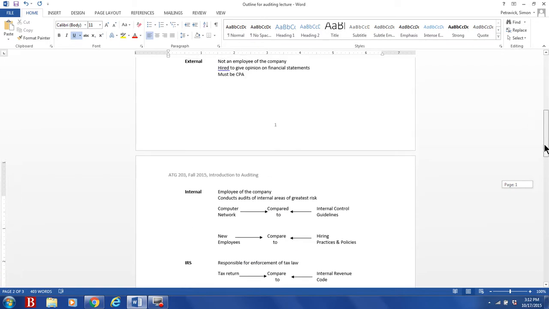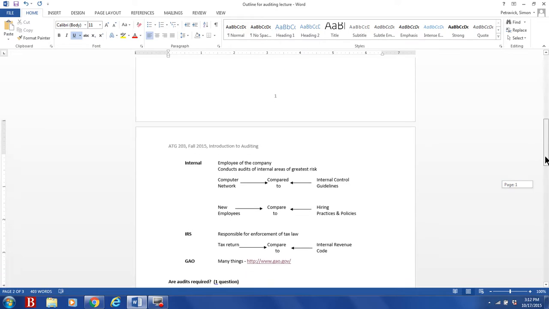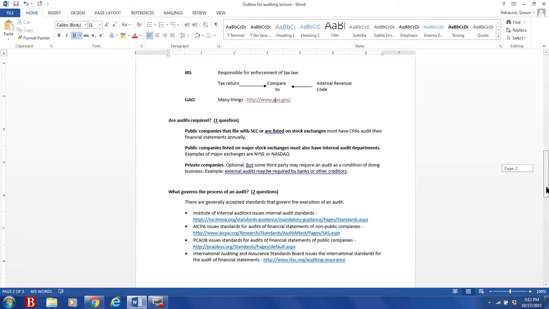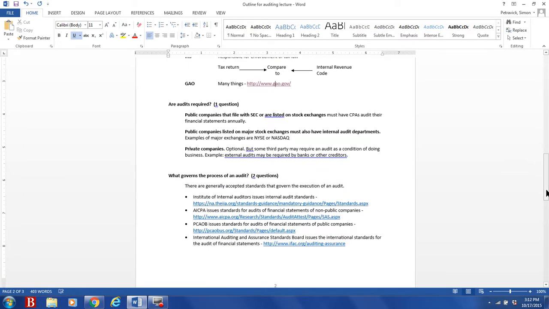They could be independent outside people, employees, government agencies. Those are just a few examples of what auditors can do. So are audits required, right? That's the next question to think about.